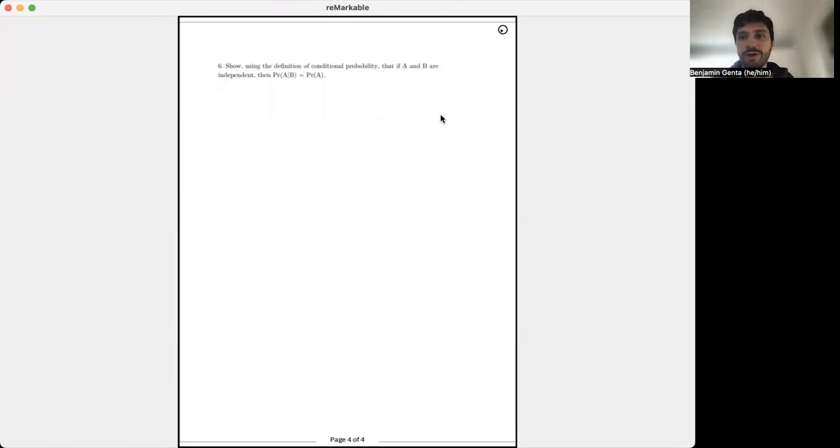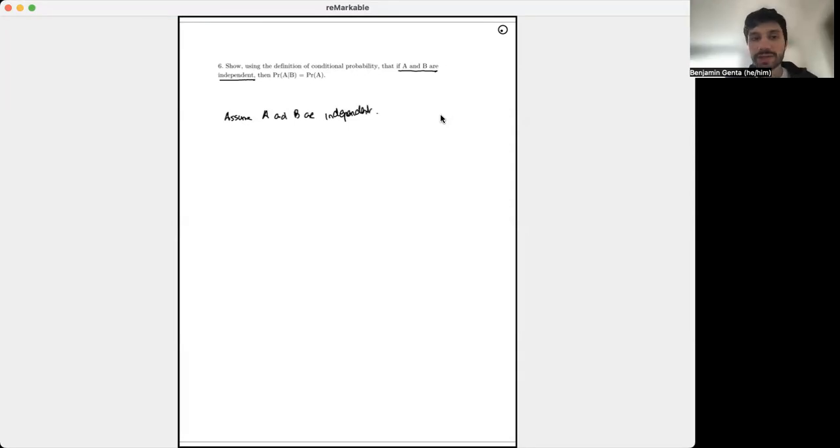Okay, so let's look at our last question. Show, using the definition of conditional probability, that if A and B are independent, then the probability of A given B is equal to the probability of A. So let's go slowly, step by step. What do we know? We know that A and B are independent. We're going to assume that, right? Because it's a conditional statement. If A and B are independent, then blah. So let's assume A and B are independent.